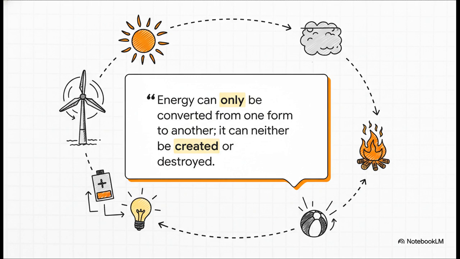This is one of the most important and fundamental laws in all of physics. It is called the law of conservation of energy. It tells us that energy can never be created and it can never be destroyed. It can only be transformed from one form to another. The total amount of energy always remains the same.